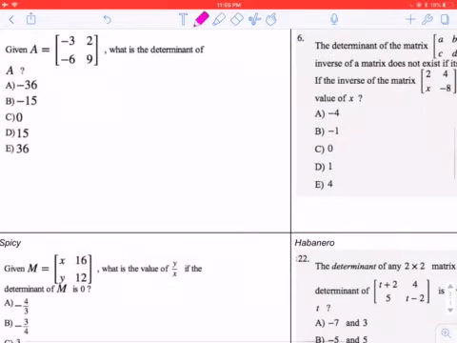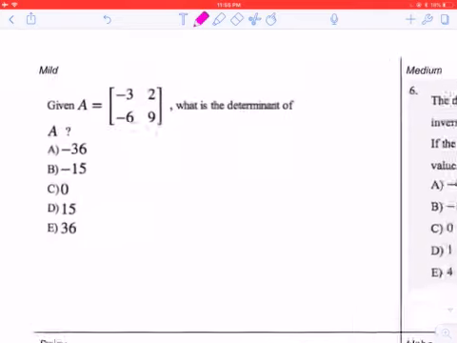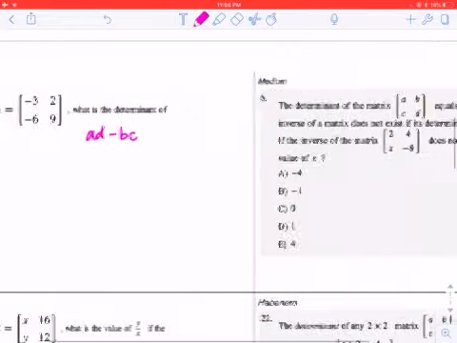For each of these, you'll see that we have a mild, a medium, a spicy, and a habanero. That's just so you can see how the ACT shows it in a bunch of different ways. So the first one, mild, super duper easy. You guys can jump into this one. Just remember, it's always A times D minus B times C. So you can do that one there.